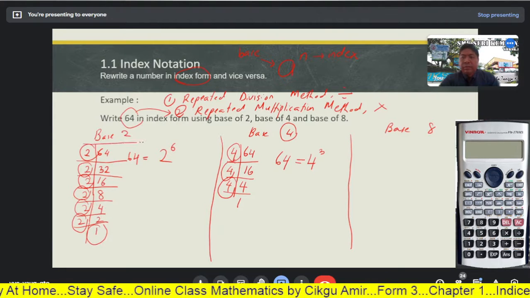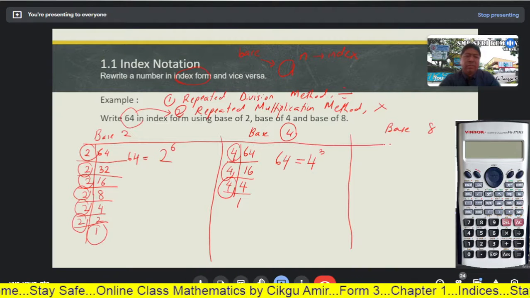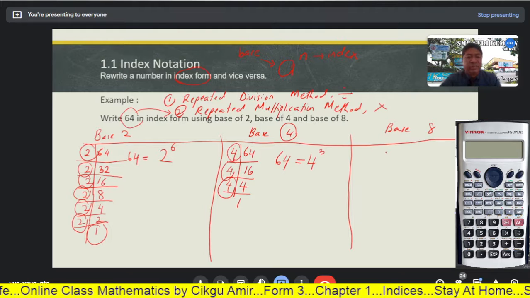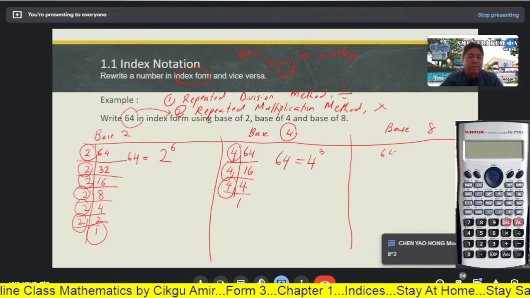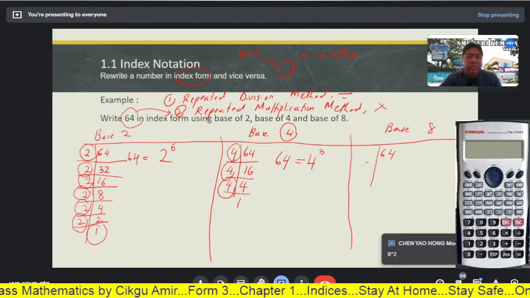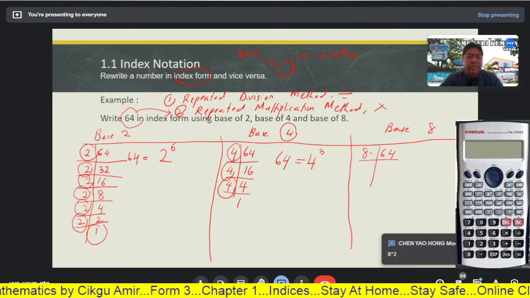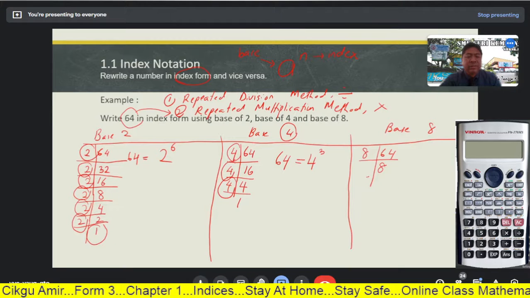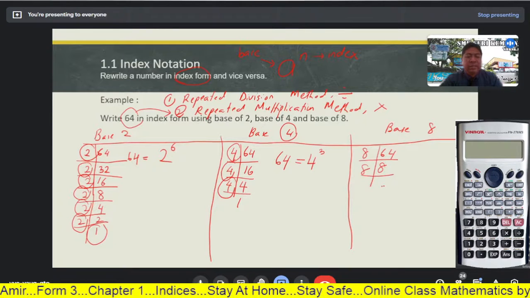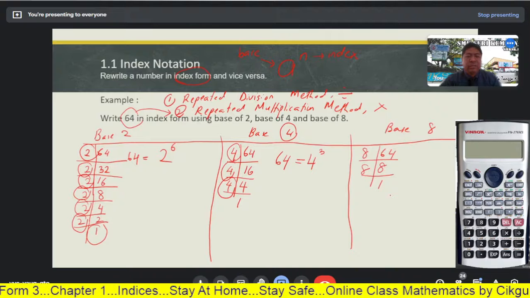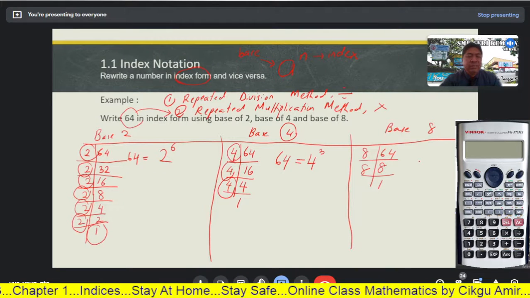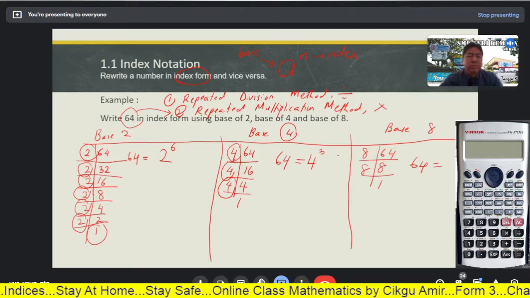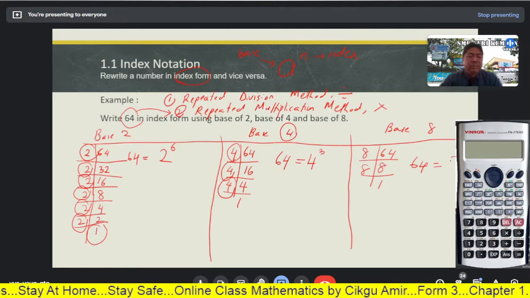Okay, the last one, base 8. How to do base 8? We take number 64 and divide by 8. 64 divided by 8 is 8. Then 8 divided by 8 is 1. So the answer is 64 is equal to base 8.